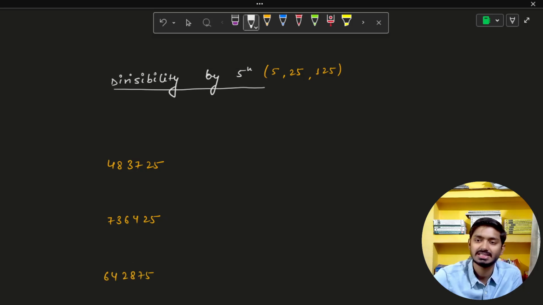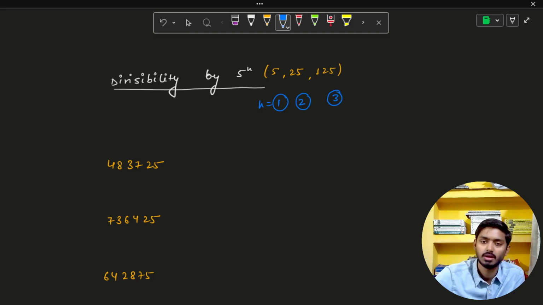This would be exactly similar as 2 to the power n. For n equal to 1, the value was 5. For 2, 5 to the power 2 would be 25, and for 3, 5 to the power 3 would be 125. We are going to check the last 1 digit, last 2 digits, and last 3 digits. All right, so I'll write over here 5, 25, and 125.